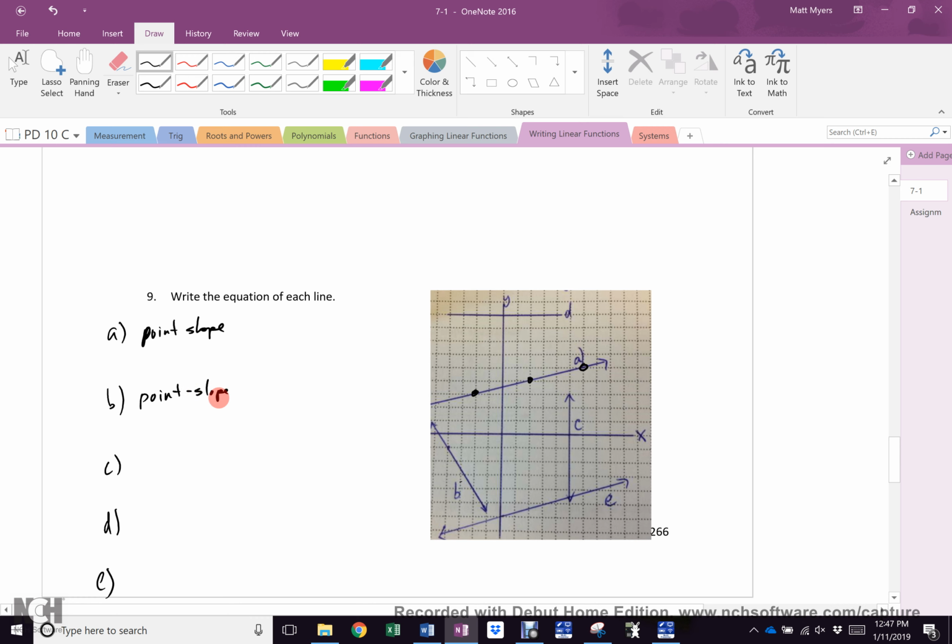What are you going to use for C? Nothing, because you already know it. What is it? X equals 5. What are you going to use for D? Nothing, because you already know it. What is it? Y equals 9. What are you going to use for E? Slope intercept. Why, Thomas? Because there's a y-intercept. Because you've got a pretty y-intercept. Right?